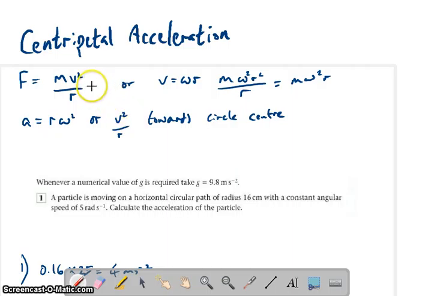And because force is mass times acceleration, we have F equals mv squared over r, or F is equal to m omega squared r. Okay, so those are the formulas that you need for this section. So, nice easy question to start off.